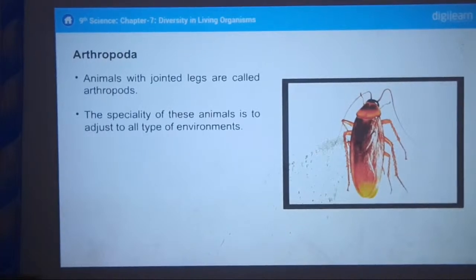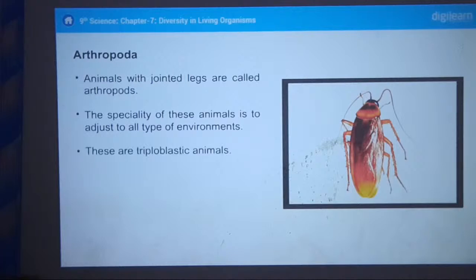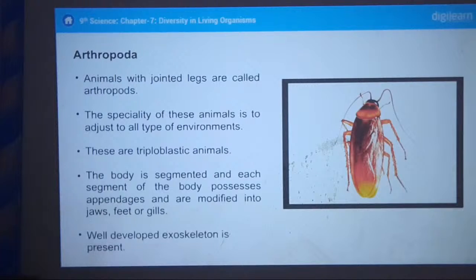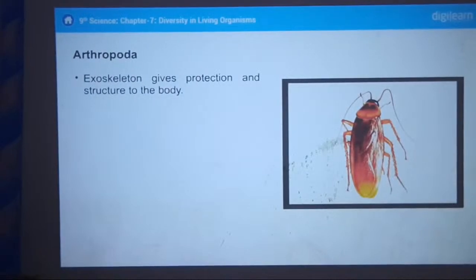Arthropods. These animals have jointed legs, hence they are called arthropods. Members of this phylum are found almost everywhere. Arthropods are triploblastic animals. The body may be elongated or segmented. The body is segmented and each segment of the body possesses appendages that are modified into jaws, feet or gills. There is a well-developed exoskeleton made up of chitinous plates on the body. This exoskeleton gives protection and structure to the body.